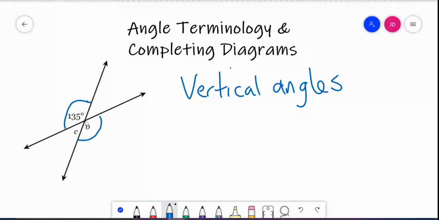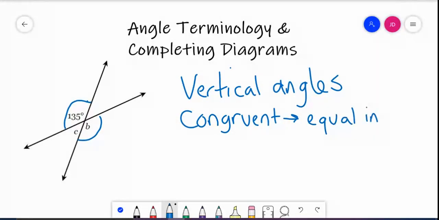They also are congruent in measure. What I mean by congruent is they are equal in measure. So in this case, 135 is this angle. That means B is also going to be 135 degrees. So the vertical angles are congruent. Now, this pair of vertical angles is a little bit different. These are going to be the same.